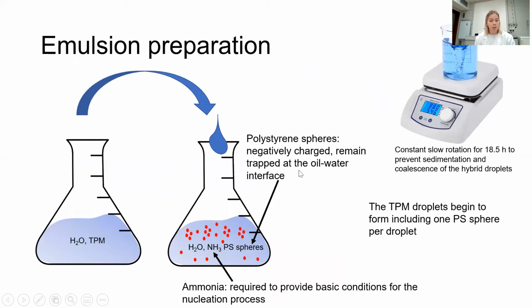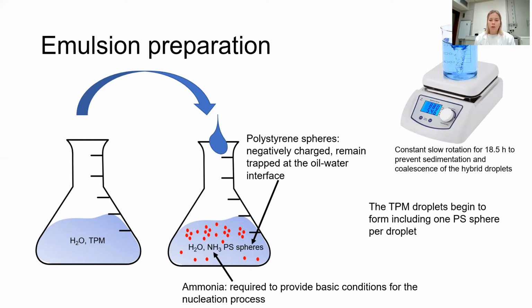These were negatively charged, which enabled them to be trapped at the oil-water interface of the TPM droplets. So the polystyrene spheres were a kind of seed for the growth of the oil droplets. The TPM monomers began to form crosslinks between them, incorporating one polystyrene sphere each. This polystyrene sphere is important for the creation of the pore, which I will discuss in a bit.